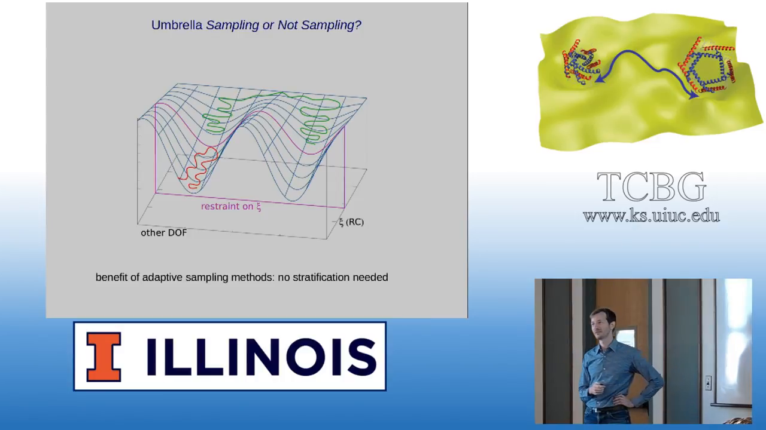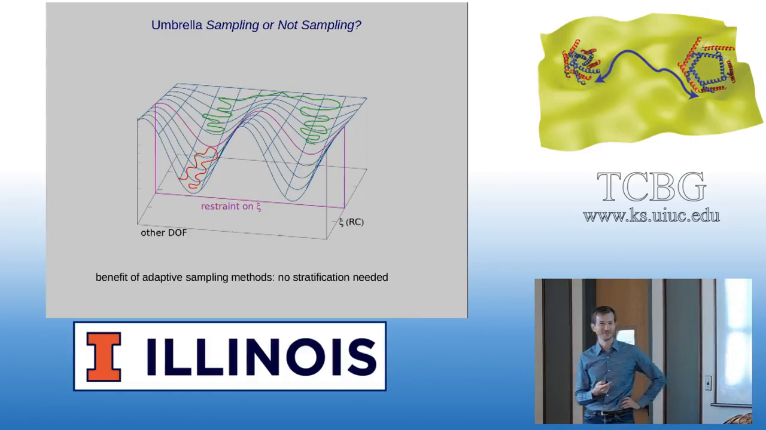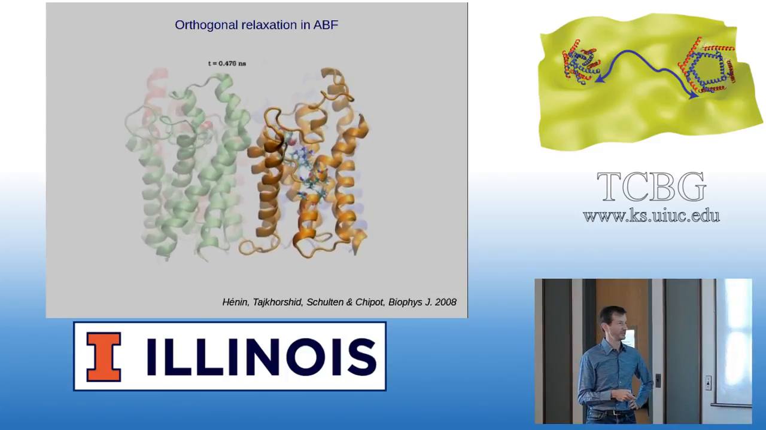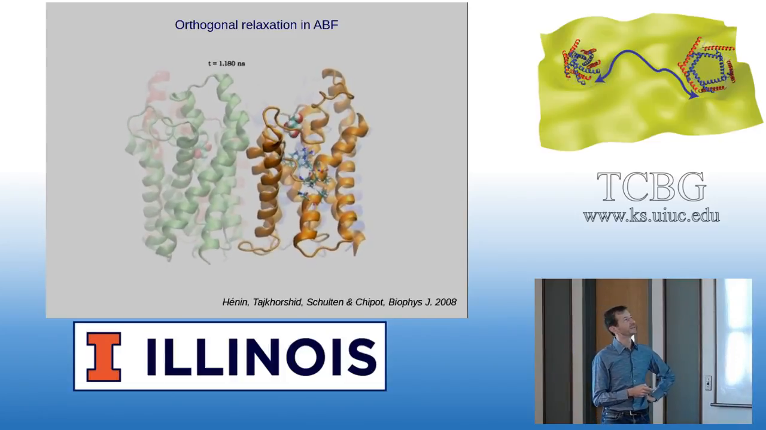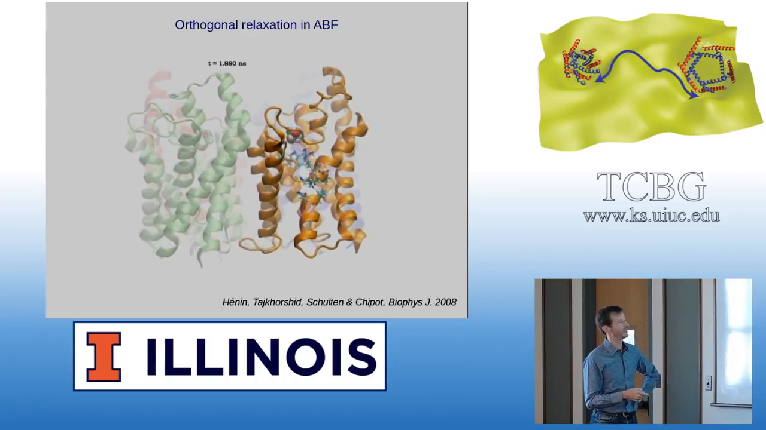So one benefit of using the adaptive methods that I'm going to not so much present as promote to you later is that there is no stratification needed. You can use a little bit, but you don't need to use tight restraints like this. And so this case should not happen. One example, an old example that Chris will like, because it goes back to the days when we worked together. Actually, you know a bunch of these authors, I think. That was an ABF simulation of this little molecule, glycerol, translocating through an aquaporin channel, GlpF.